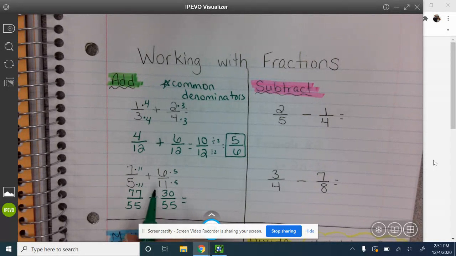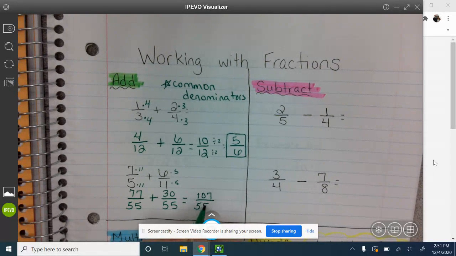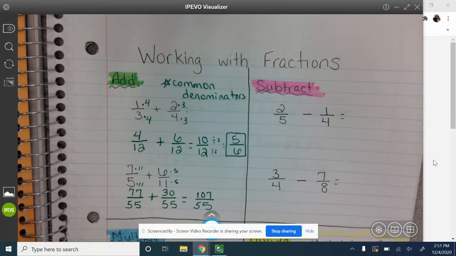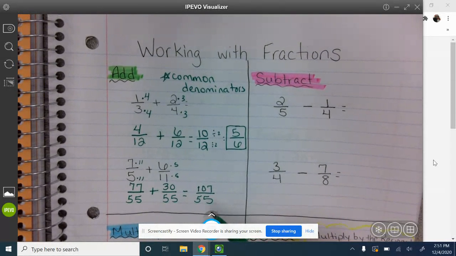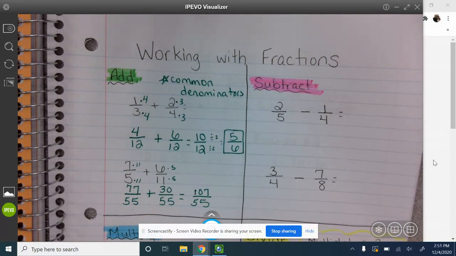Once we have common denominators, we can add them up. 77 plus 30 will give me 107 over 55. Now, with that, you're not going to be able to simplify it. We could make an improper or a mixed number, but in 8th grade, we really like the improper fractions better. So I would just leave this one at 107 over 55. On the next section, we're going to look at subtracting.